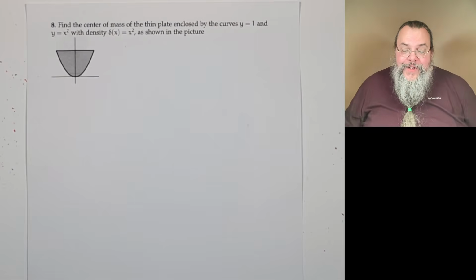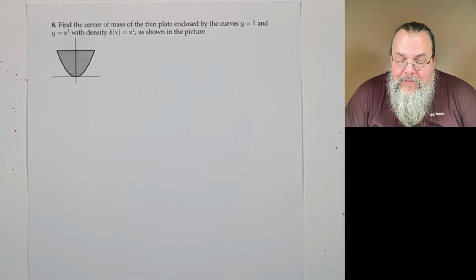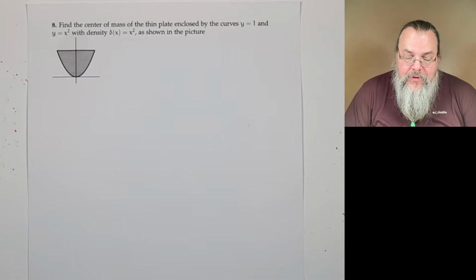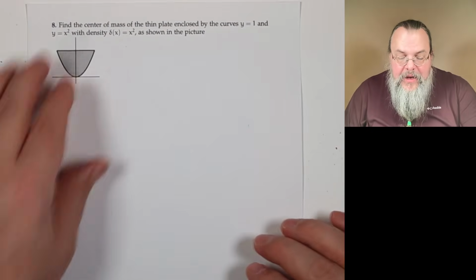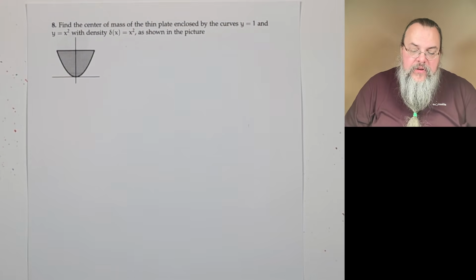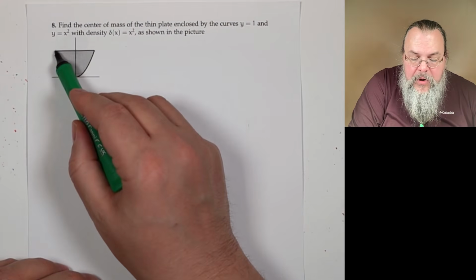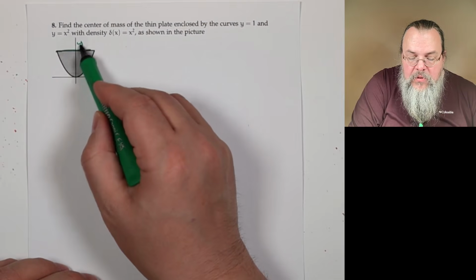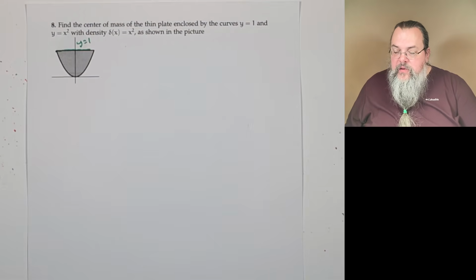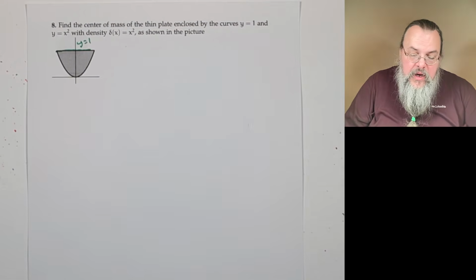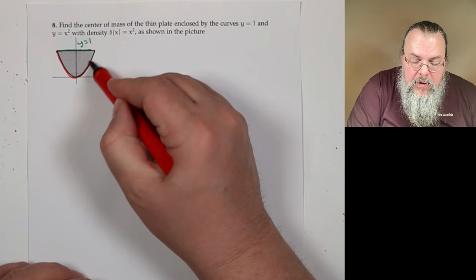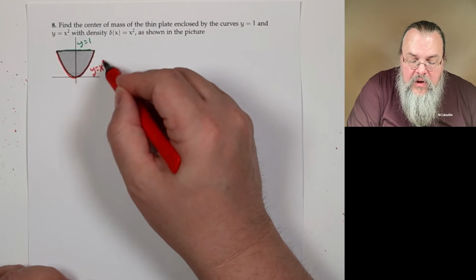Find the center of mass of the thin plate enclosed by the curves y equals 1 and y equals x squared. And again, they're giving us some pictures here. So let's just assume that these pictures are accurate. Y equals 1 is this top part. So here's y equals 1. And then y equals x squared is this bottom part. Okay, so here's y equals x squared. All right, that's down the stairs.